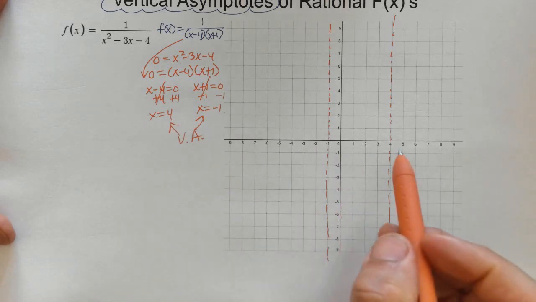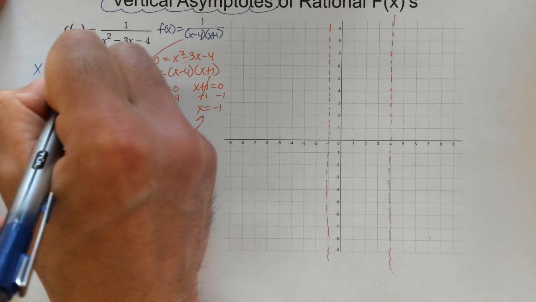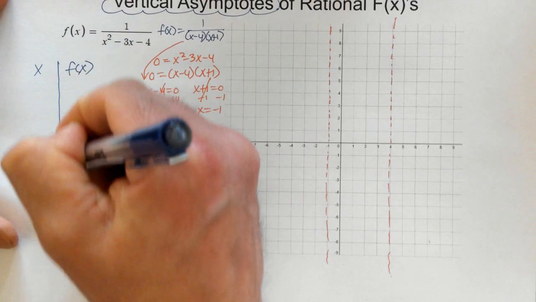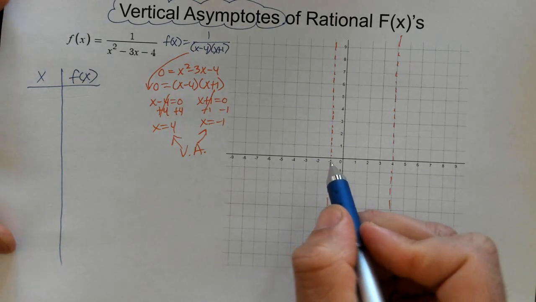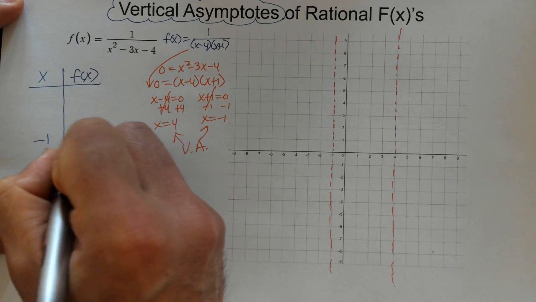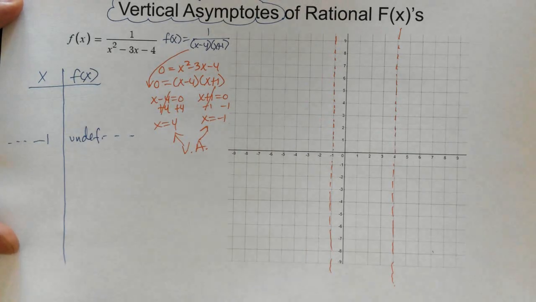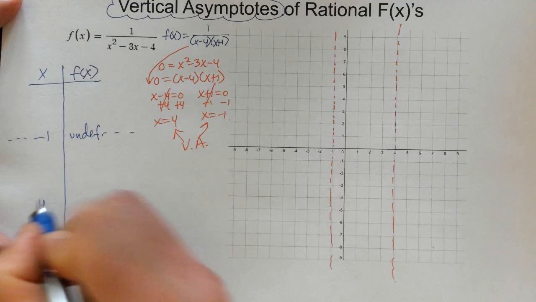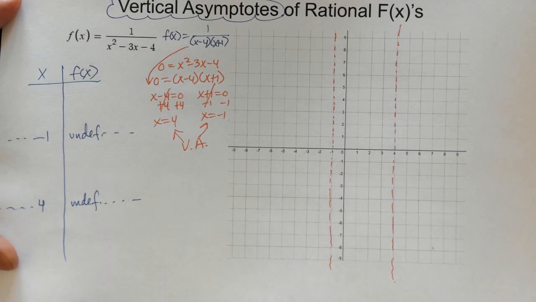Now that I know my asymptotes, I can make a table and I can graph points around it. I'm going to choose a few points. Like I'm going to first go to -1. I know that this is undefined, so nothing's going to happen here. And I know that at 4, I also have an undefined value. So there's an asymptote there.